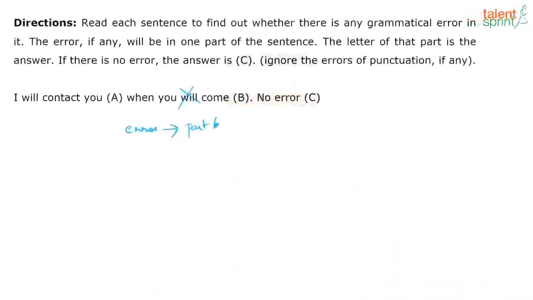This one is an unnecessary modal. I don't need this modal here. So the error is in part B, I will contact you when you come, right? That's it. That's where the error is, not in A, because you need will there, because the context meaning is certainly I will contact you. Don't worry, surely I will contact you. I'm promising you I will contact you, right? So all we have to do is delete will here in part B.